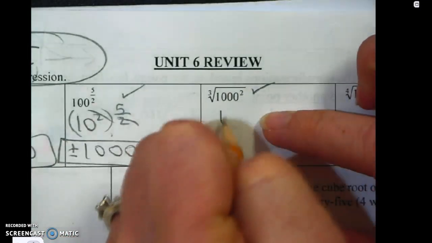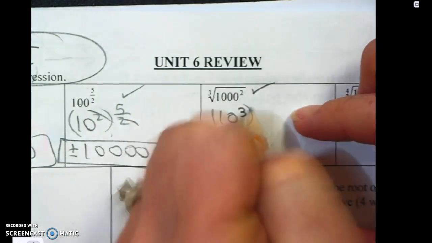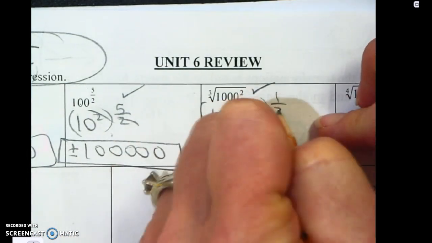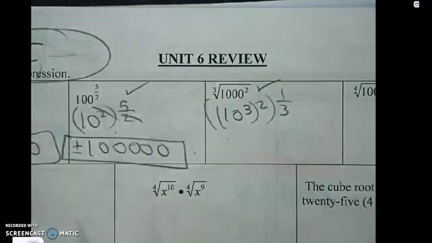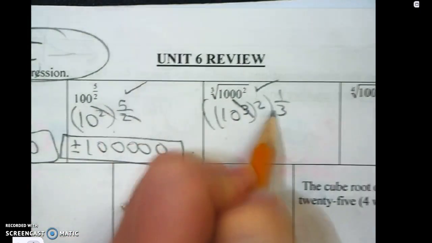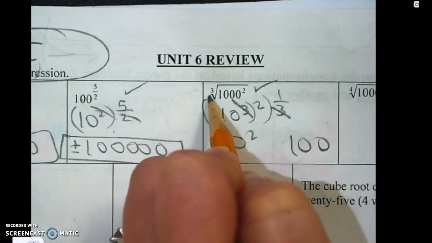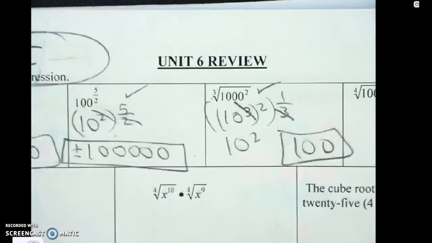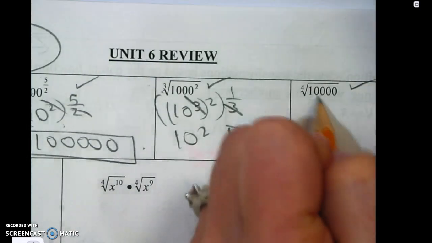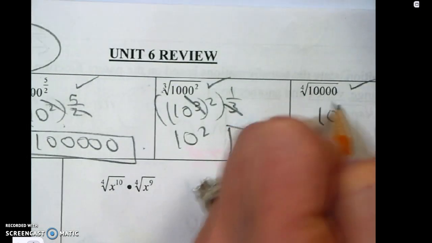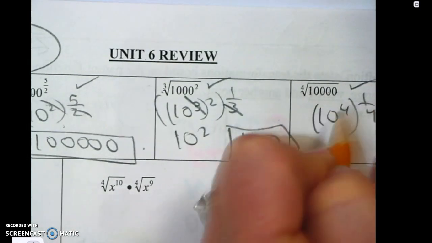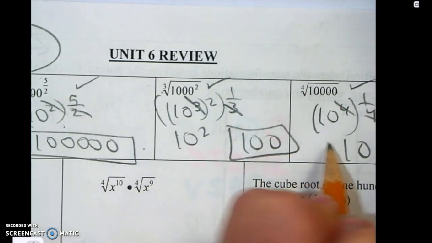So this is 10 cubed squared to the 1/3. You don't need that many parentheses, but otherwise I think it was 32. So that's gone. 10 squared is 100. It's the cube root, so no plus or minus. Okay, so this would be 10 to the 1, 2, 3, 4 to the 1/4, and that's 10 plus or minus.